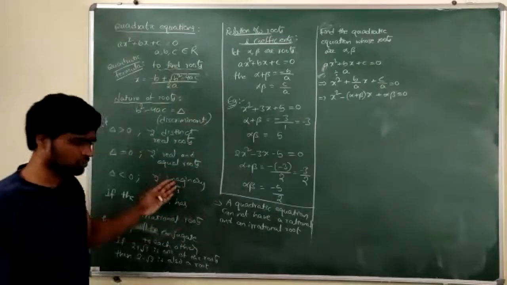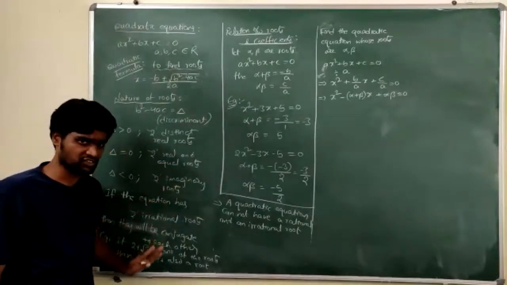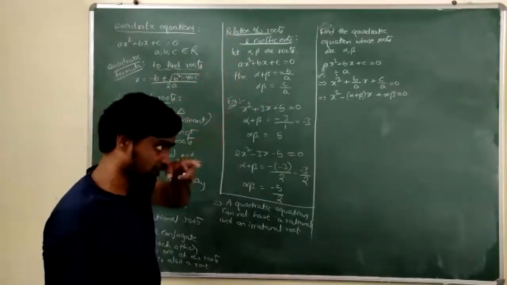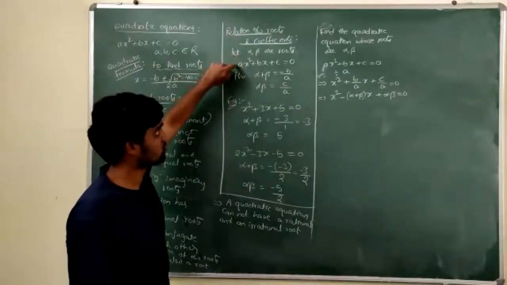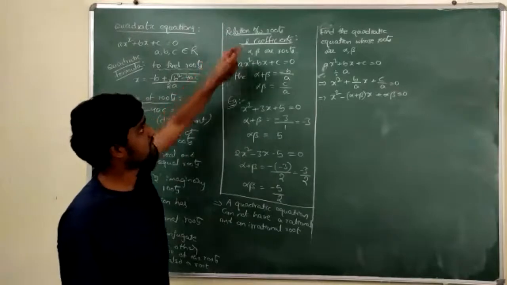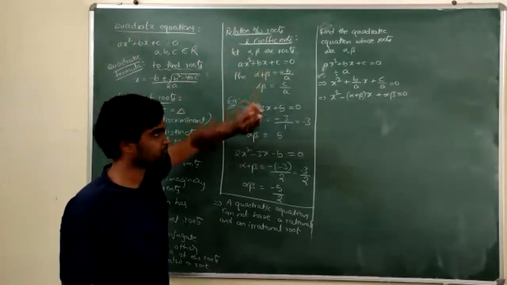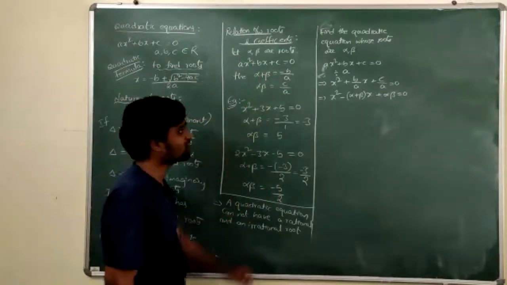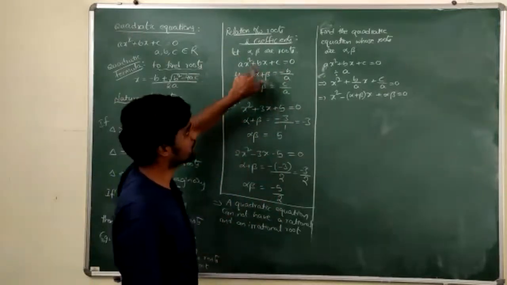If there are two imaginary roots, obviously, then they will be conjugate to each other again. Now coming to the relation between roots and coefficients: if alpha and beta are the roots of this quadratic equation, then alpha plus beta, the sum of the roots, is equal to minus b by a, and alpha into beta, the product of the roots, is equal to c by a.